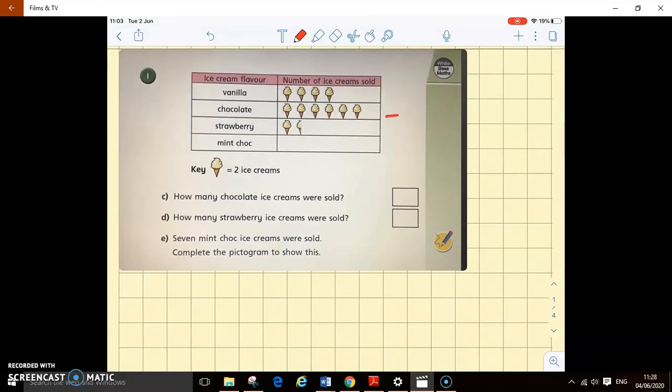So straight on to looking at a pictogram then. So here's our pictogram, and we can see this pictogram quite clearly is telling us all about ice creams. The key is important, so make sure you find it and make sure you look at it. So we can see that 1 whole ice cream cone is equivalent to 2 ice creams. So we're going to have to count in 2s, okay, when we're counting.